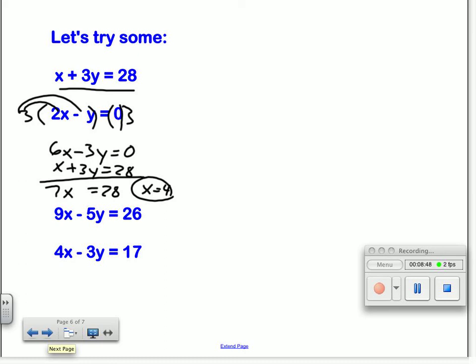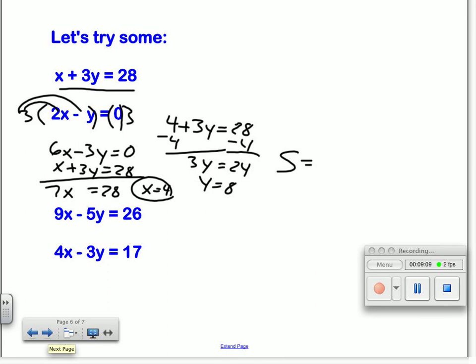Remember, our solution set is an ordered pair, so we have to find out what y is. So I'm going to plug this 4 back in up here, and I'm going to get 4 plus 3y equals 28. Subtract 4, get 3y equals 24, or y equals 8. So our solution set for this one then is 4, 8.